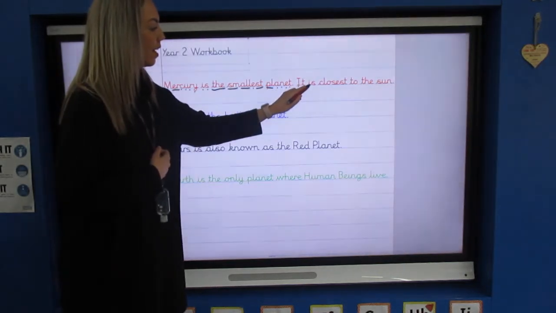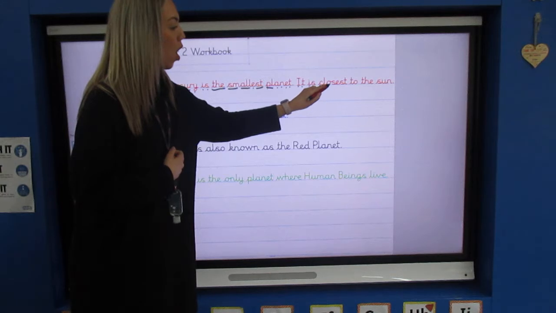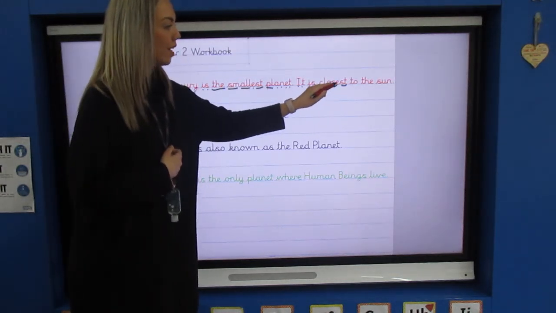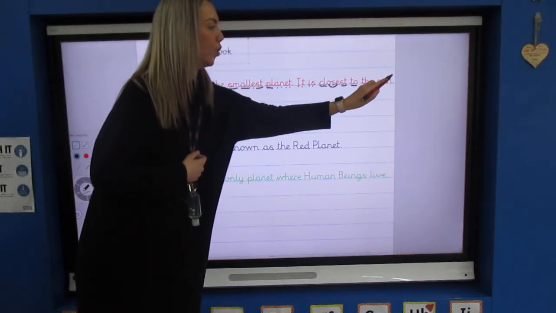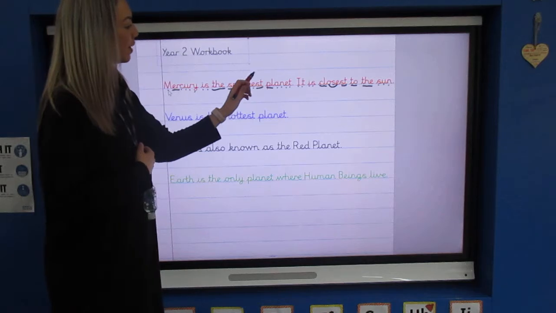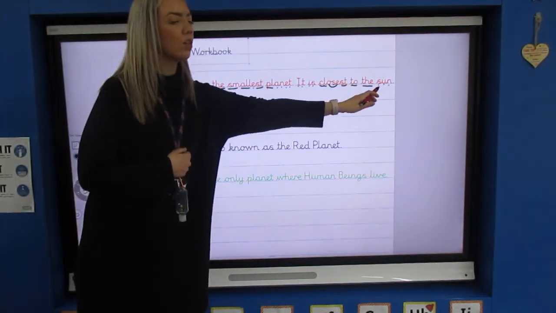It is closest to the sun. I'm going to read it back. Mercury is the smallest planet. It is closest to the sun.